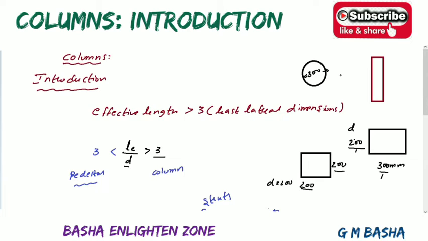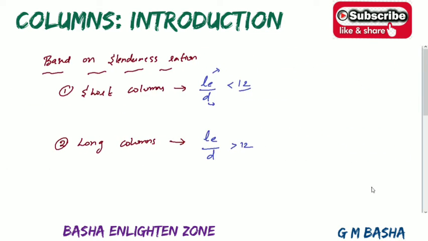Generally, if the ratio of effective length to its least lateral dimension is greater than 3, it comes under the column, and if it is less than 3, it comes under the pedestal. At the same time, there will be short columns and long columns. If the ratio of effective length to its least lateral dimension is less than 12, it comes under short columns, and if it is greater than 12, it comes under long columns.